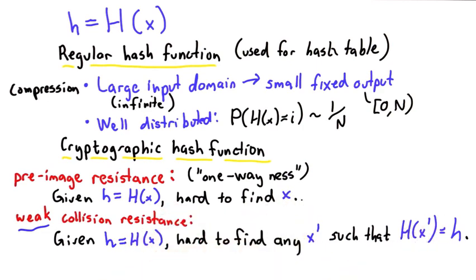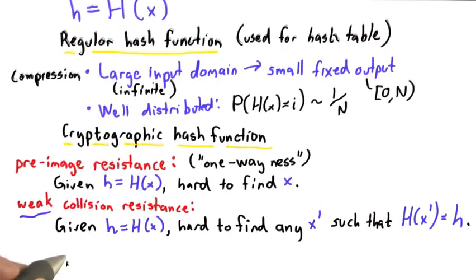These are sort of similar, right? This one says it's hard to find the actual value of x that was used. This one says it's hard to find any x prime value that hashes to that value. If we have weak collision resistance, that would imply we have a form of pre-image resistance as well.